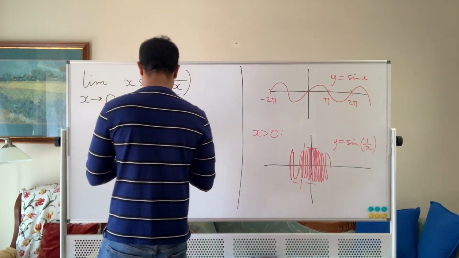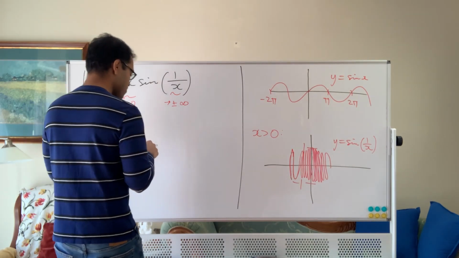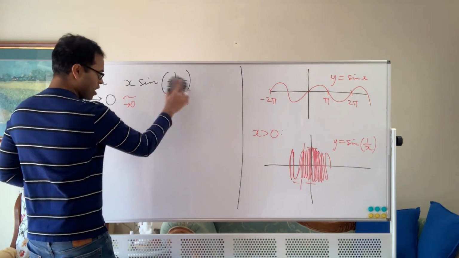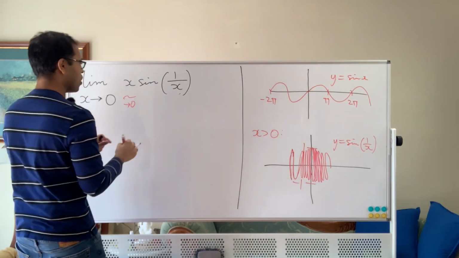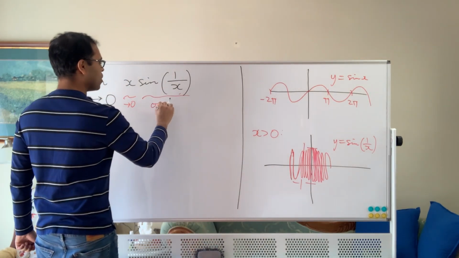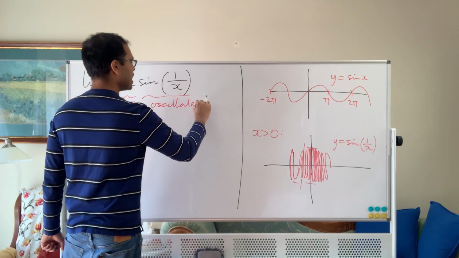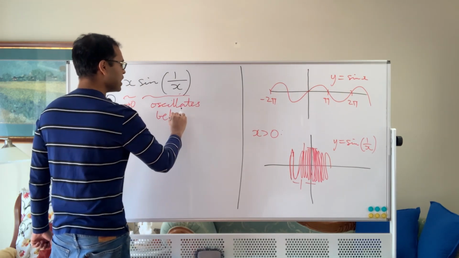Here's the behavior. I'm going to say that for sine 1 over x, the 1 over x goes to plus or minus infinity, that blows up, but the sine 1 over x oscillates. It just wildly goes, but between minus 1 and 1.